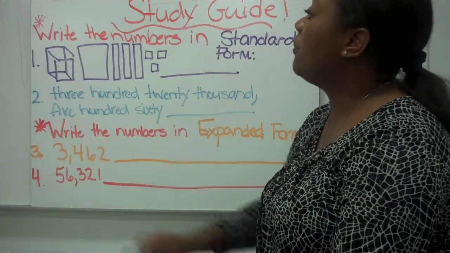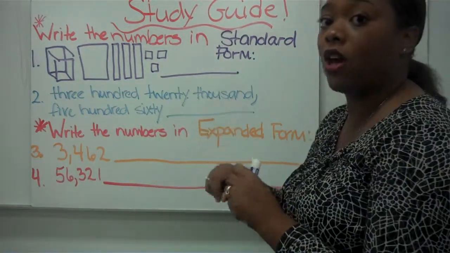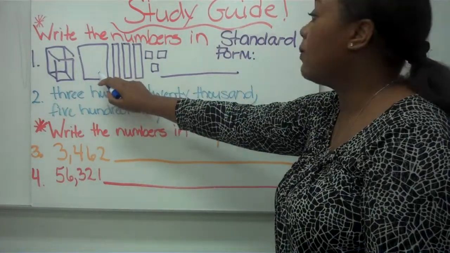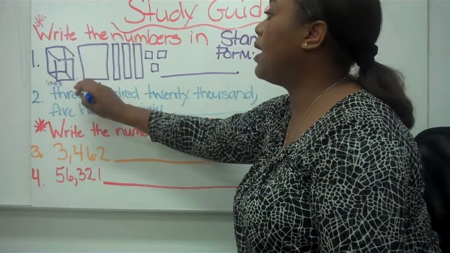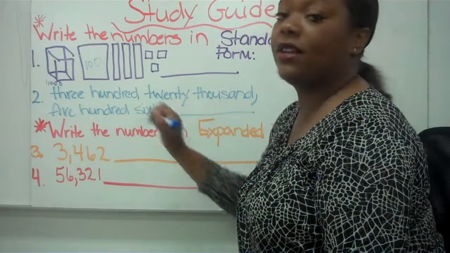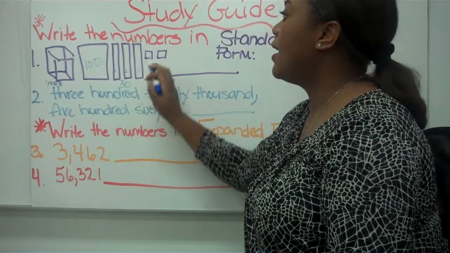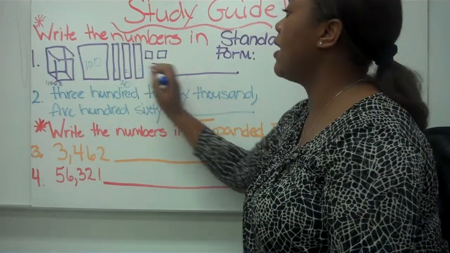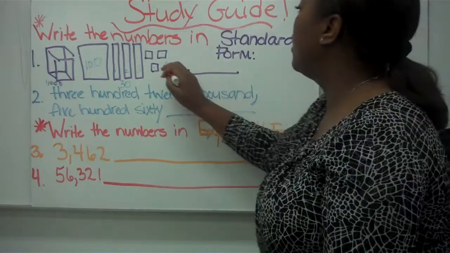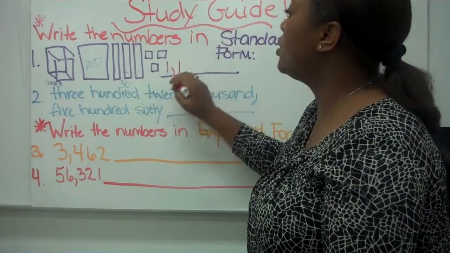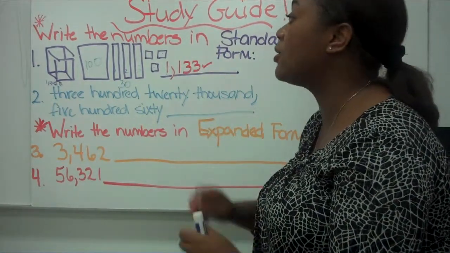First, let's review writing numbers in standard form. Remember, standard form shows only digits. Look at this. This is picture form. We know that this cube equals 1,000, this block equals 100, and these are 10 blocks, and there's 1, 2, 3 tens, so that would be 30, and then we have 1, 2, 3 ones. So we have 1,133. This is written in standard form. It's showing only numbers or digits.